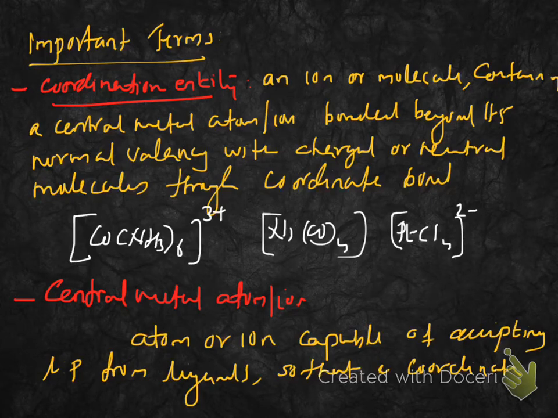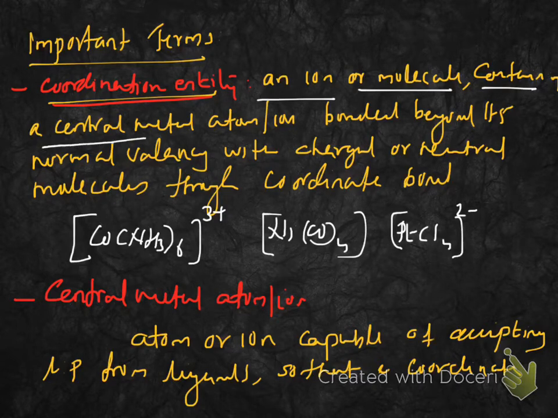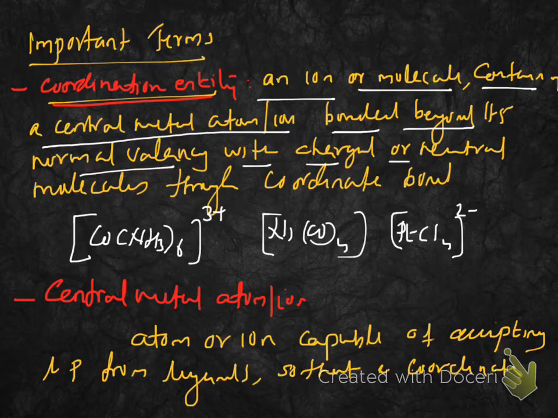Now we are coming to important terms in coordination chemistry. These terms you have studied in your plus 2 classes also. The first term is coordination entity. An ion or molecule containing a central metal atom or ion bonded beyond its normal valency with charged or neutral molecules through coordinate bond.